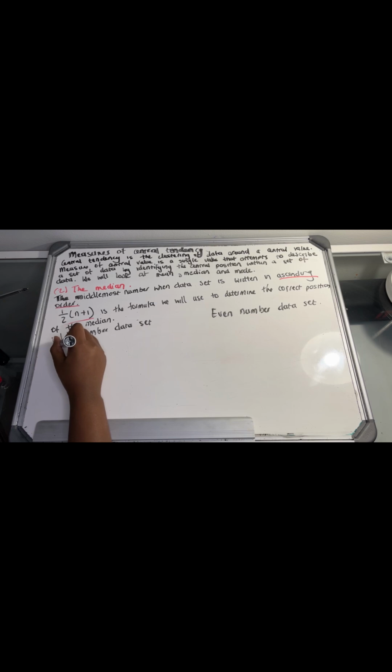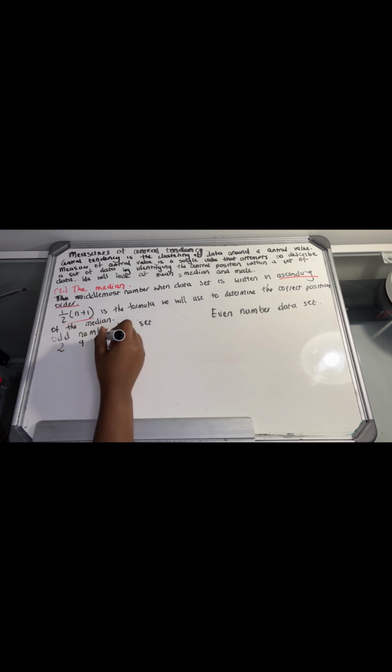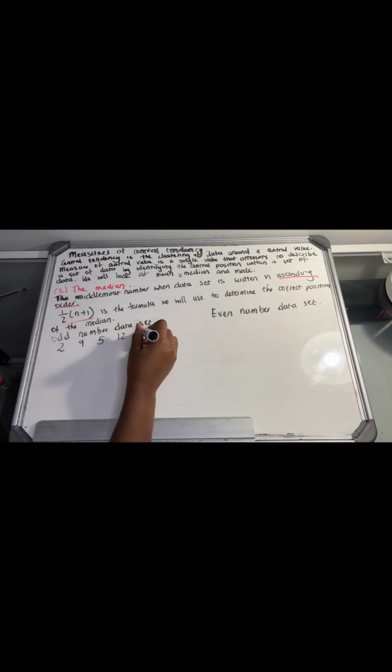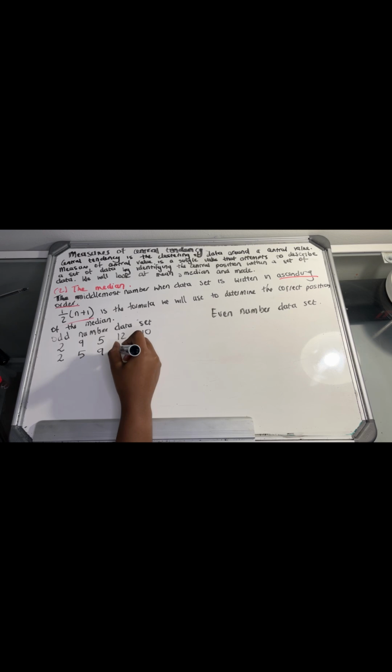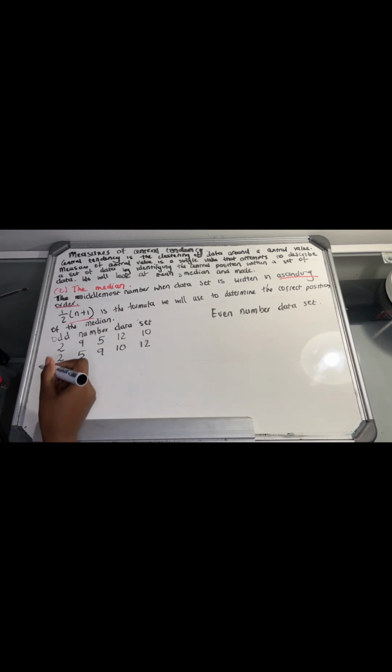So we have an example where we have 2, 9, 5, 12, 10 as our data set. The first thing that we should see is whether it is written in ascending order. No, it is not. So that's what I'll change. First, I'll write it down as 2, 5, 9, 10, and 12. Cool. Now I will apply the formula.